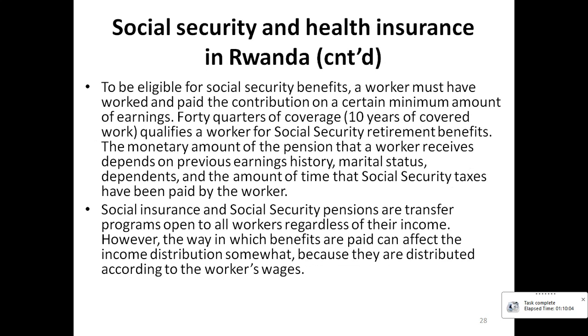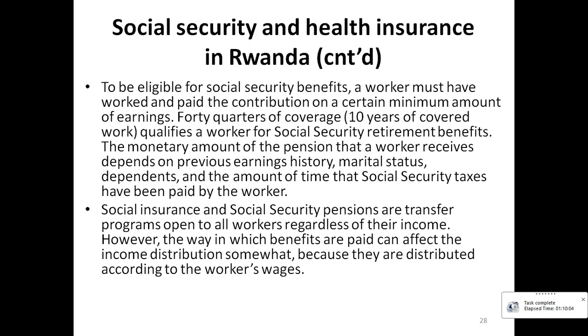To be eligible for social security benefits, a worker must have worked and paid the contribution on a certain minimum amount of earnings. Forty quarters of coverage, ten years of coverage, qualifies a worker for social security retirement benefits. The monetary amount of the pension that a worker receives depends on the previous earnings history, marital status, dependents, and amount of time that social security taxes have been paid by the worker.